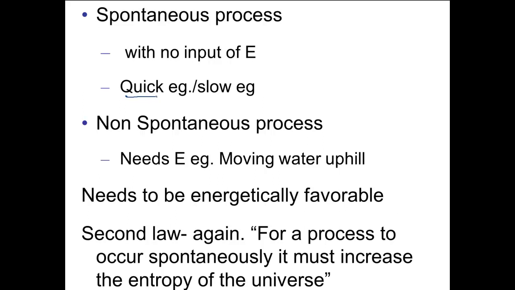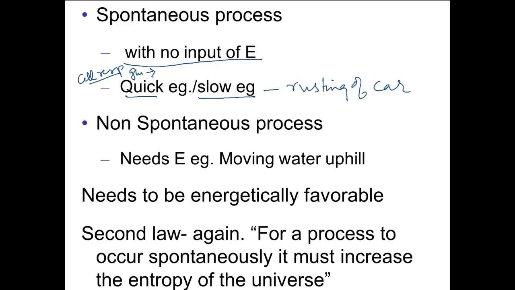It can happen quickly. It can happen slowly. It really doesn't matter. The point I would like to make is, you and me did not put in any energy for this process to take place. An example of a slow, spontaneous process is the rusting of the car. An example of a quicker spontaneous process is, during cellular respiration, the breakdown of glucose into smaller particles like carbon dioxide and water. A non-spontaneous process needs energy. It has to be energetically favorable for any process to take place.